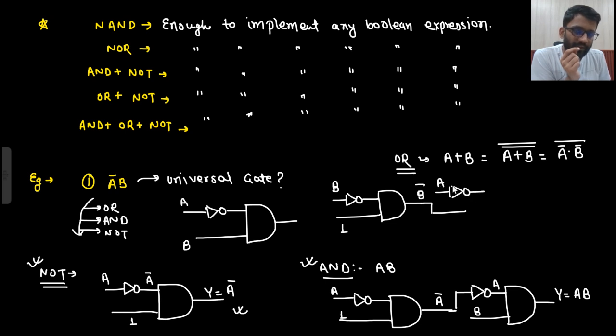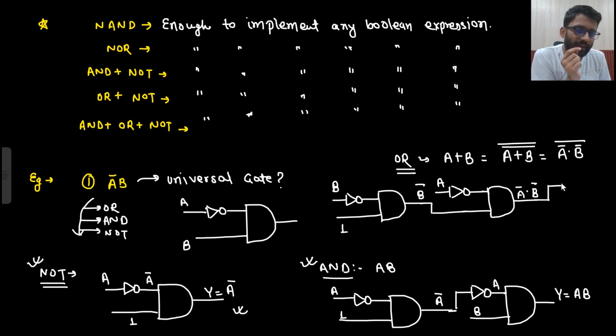And then here I will take A. So A bar into B bar. What will I get here? A bar into B bar.